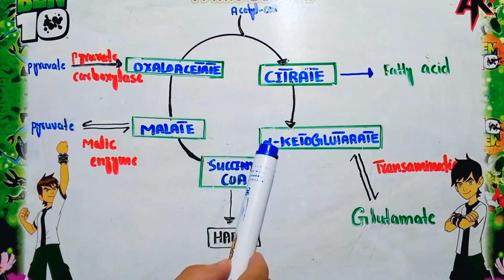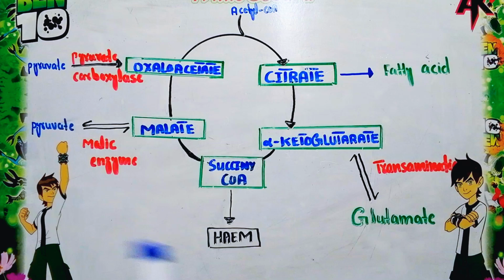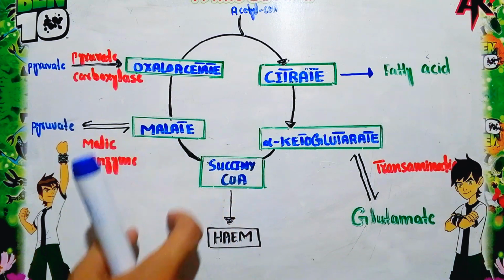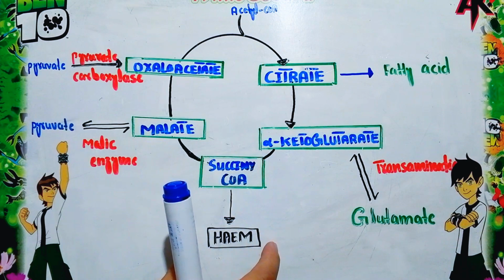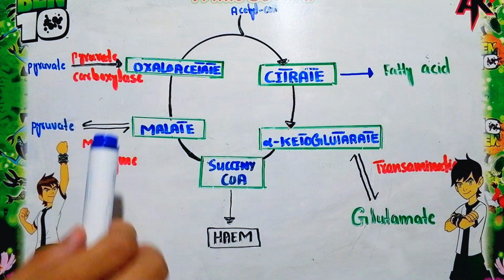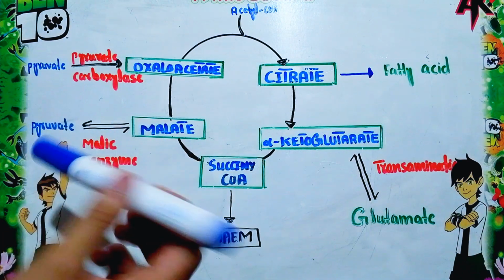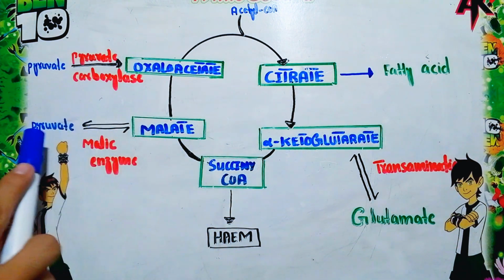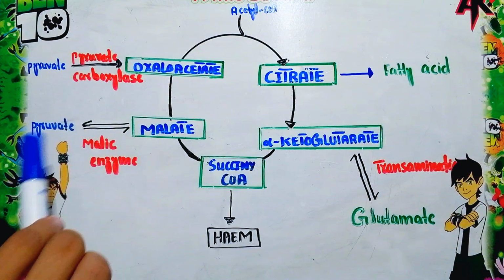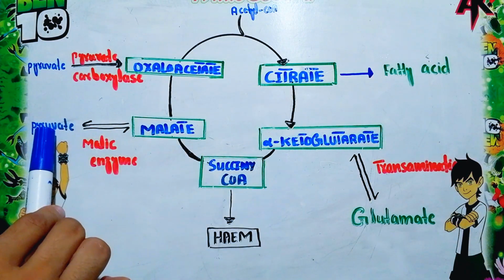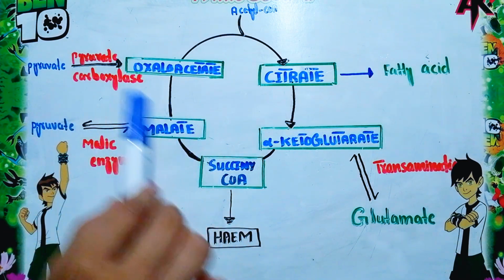Now look, see here another intermediate of the TCA cycle that is used in a synthetic reaction, that is used for the synthesis of heme. So succinyl coenzyme A is used for the synthesis of heme. Now look, see here another intermediate of the TCA cycle, that is malate. This malate will form from pyruvate when the malate dehydrogenase enzyme or malic enzyme acts on this pyruvate, and this pyruvate will form the intermediate of the TCA cycle, that is malate.